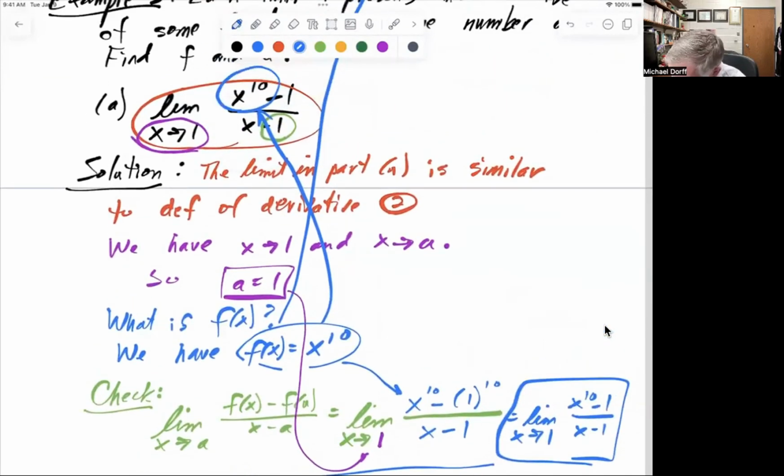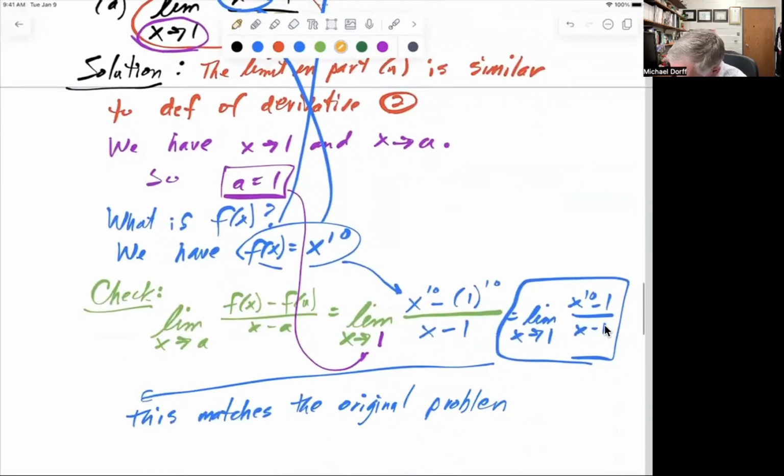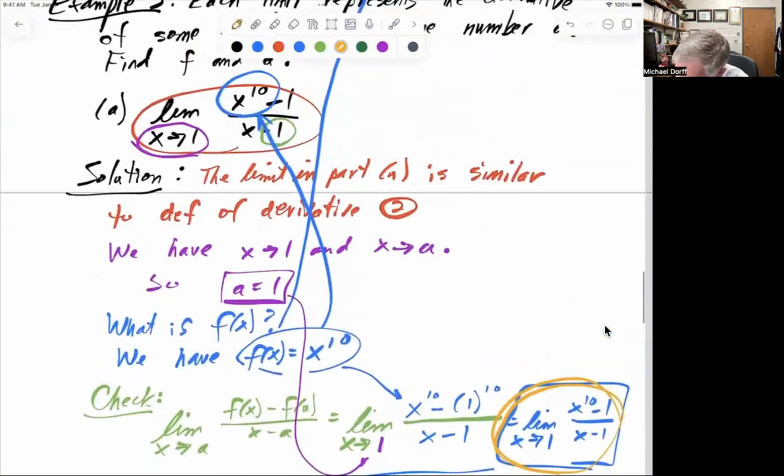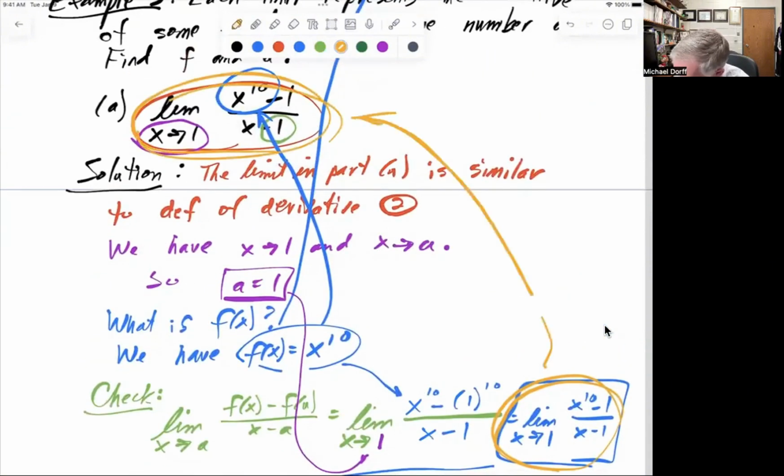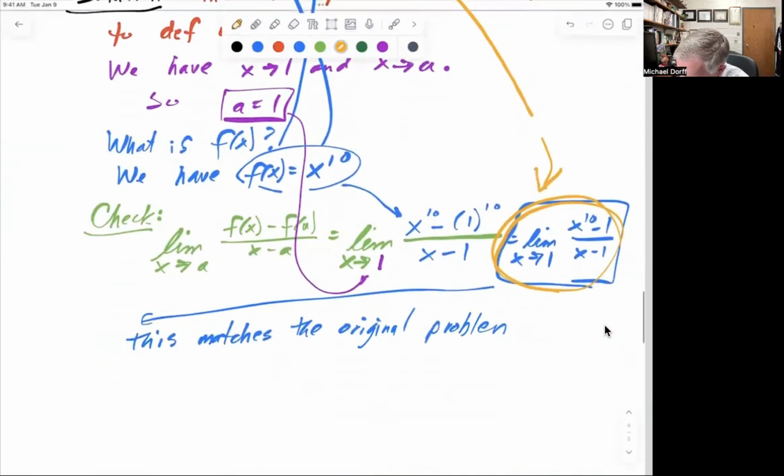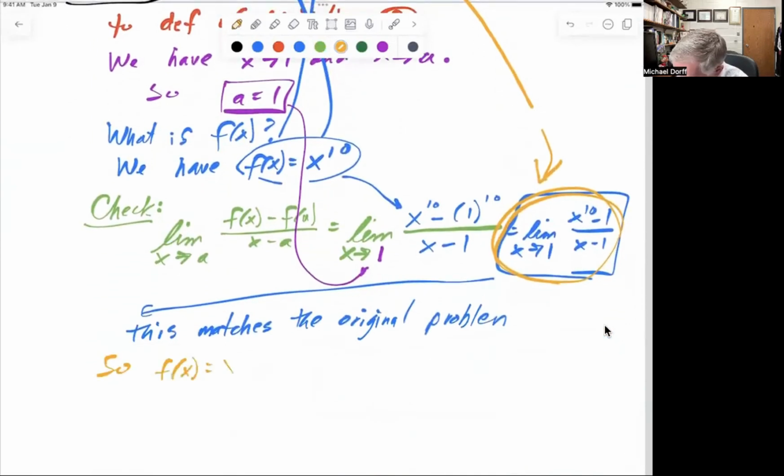I need a different color. I guess we'll use orange here. This here matches this here. So that's my check. So I know it's right. So f of x equals x to the 10th and a equals 1 in this problem here.